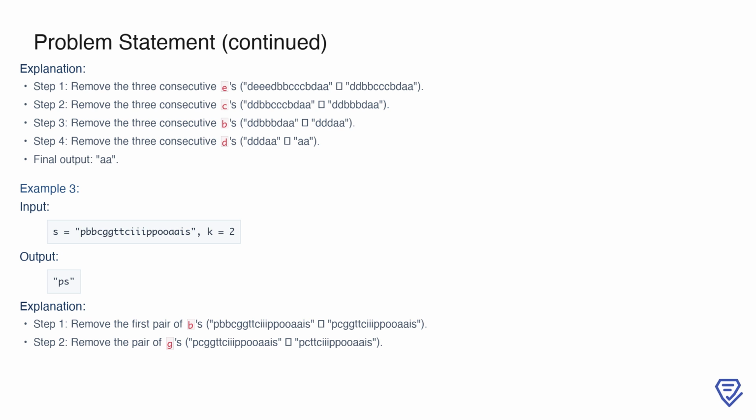Now, consider the second example, where the input string is s equals "deeedbbcccbdaa" and k equals 3. Here, we can remove groups of 3 identical characters in a step-by-step process. First, the 3 consecutive Es are removed, leaving us with "dbbcccbdaa". Then, the 3 Cs are removed, resulting in "dbbbdaa". Next, the 3 Bs are removed, giving us "ddaa". Finally, the 3 Ds are removed, leaving only "aa" as the final output. This example shows how the process can involve multiple rounds of removal until no more groups of size k remain.